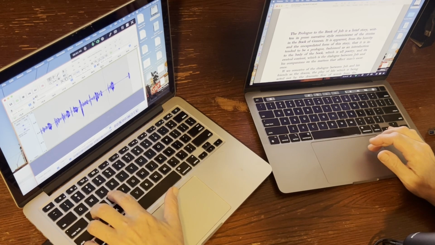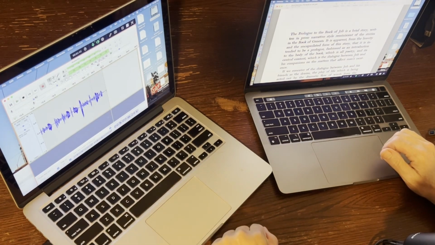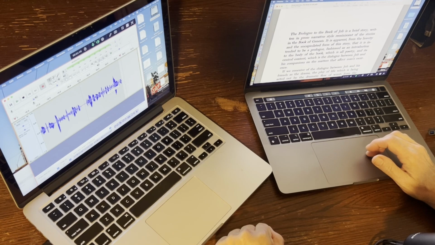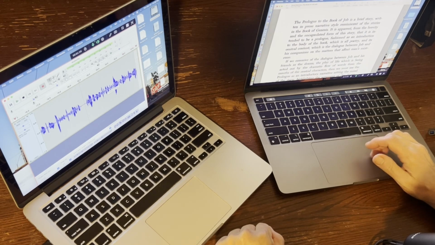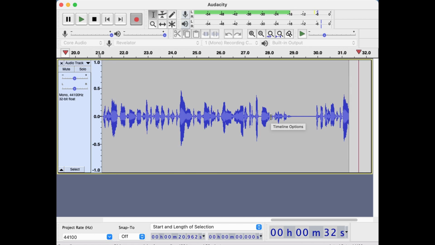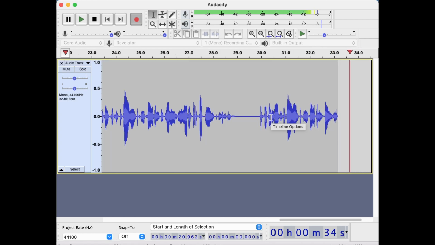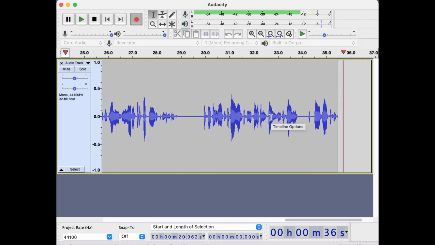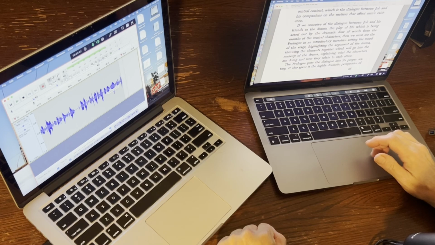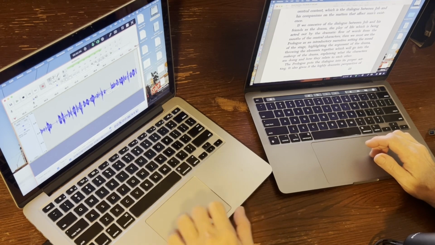Fashioned as an introduction to the body of the book, which is all poetry, and its central content, which is the dialogue between Job and his companions on the matters that affect man's existence. If we conceive of the dialogue between Job and his friends as the drama, the play of life which is being acted out by the dramatic flow of words from the mouths of the central characters, then we must see the prologue as an introductory narrative.